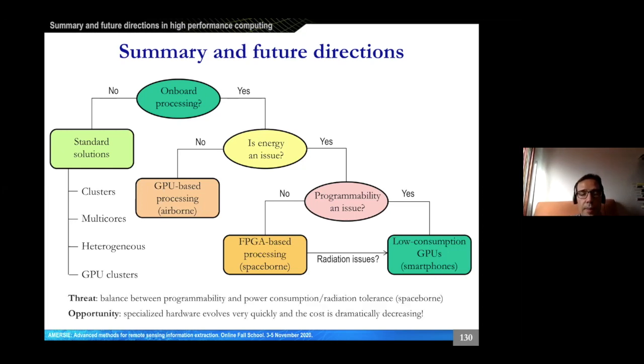So the threat for the future is to find the right balance between programmability and power consumption and radiation tolerance, particularly in spaceborne missions. But we also have an opportunity, which is the fact that specialized hardware evolves very quickly and the cost and energy consumption is dramatically decreasing. So I believe we are going to see many new advances in terms of GPUs or similar hardware to GPUs being used for real-time processing of hyperspectral and other kinds of remote sensing data.